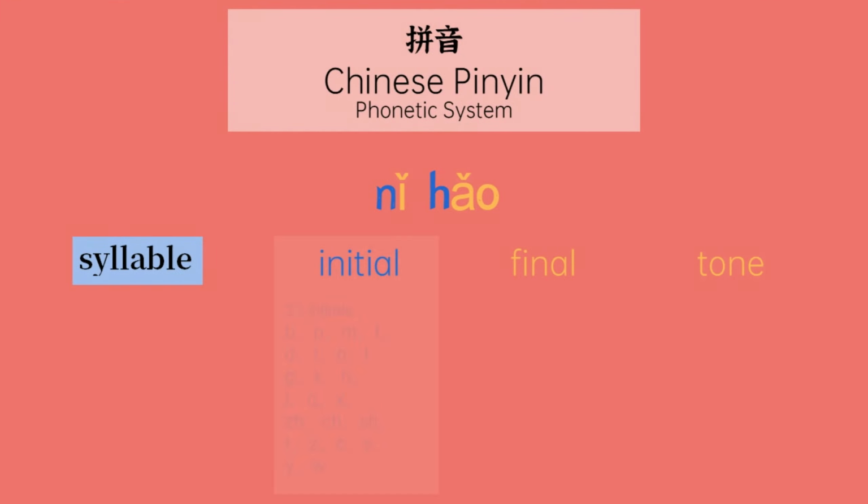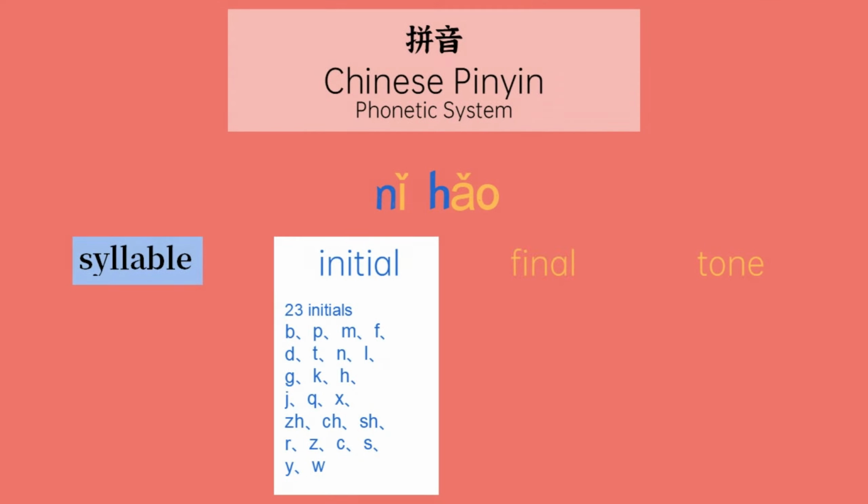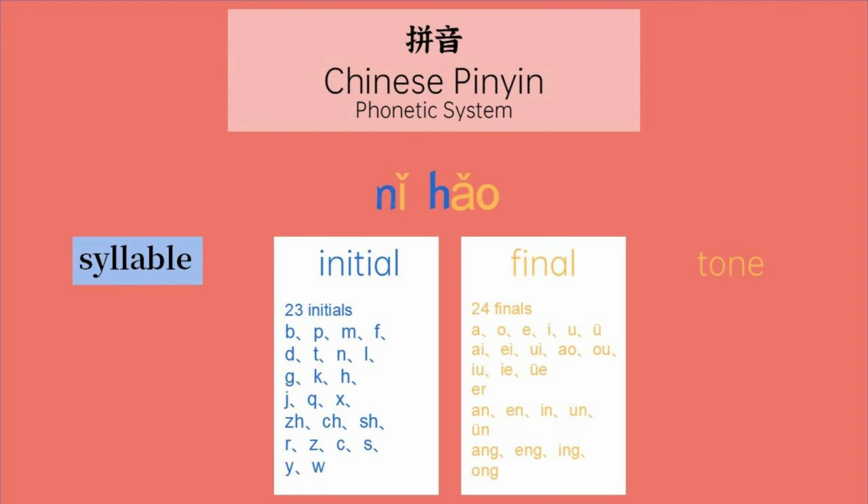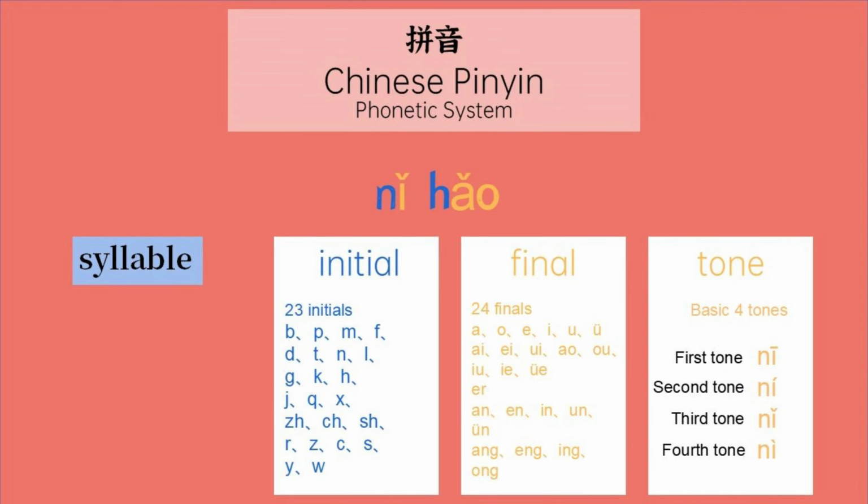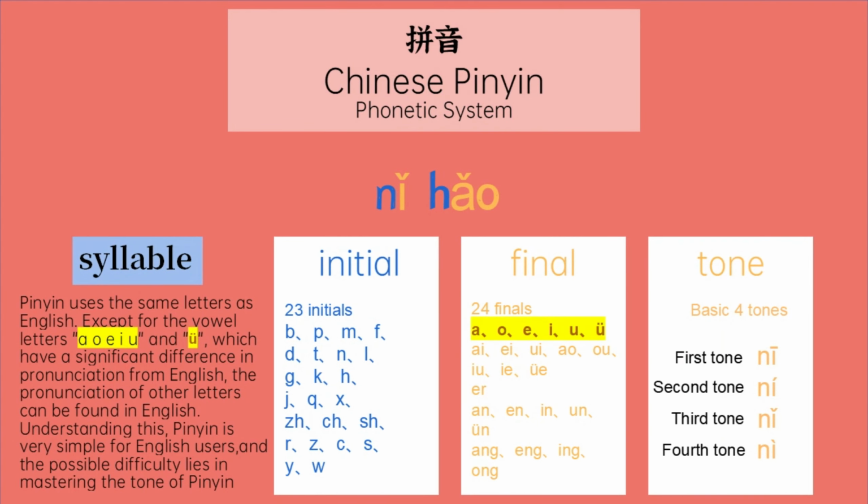There are 23 initials, 24 finals, and 4 basic tones. As we can see, Pinyin uses the same letters as English, except for the vowel letters A, O, E, I, U, Ü, which have a significant difference in pronunciation from English. The pronunciation of other letters can be found in English. Understanding this, Pinyin is very simple for English users, and the possible difficulty lies in mastering the tone of Pinyin.